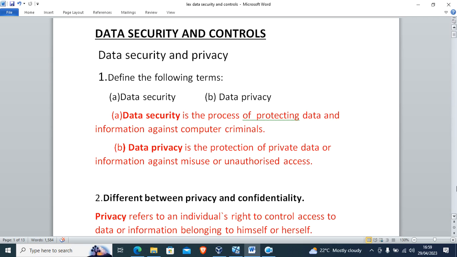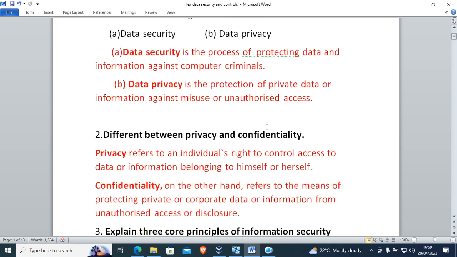So somebody may think of changing your password or changing your data. That is called alteration. Somebody may think of deleting your data, and that one is computer crime. Then we have data privacy. Data privacy is the protection of private data or information against misuse or unauthorized access. So when we talk about data privacy, you are protecting your data from being accessed by unauthorized guys.